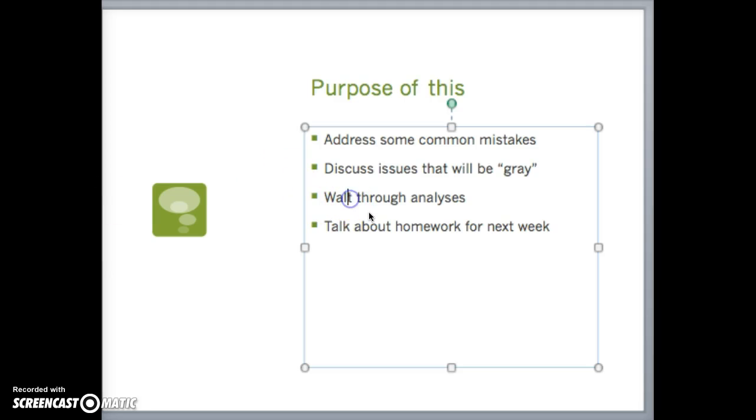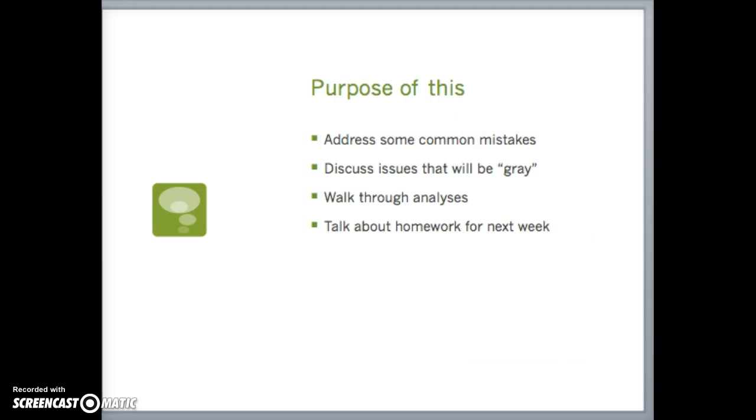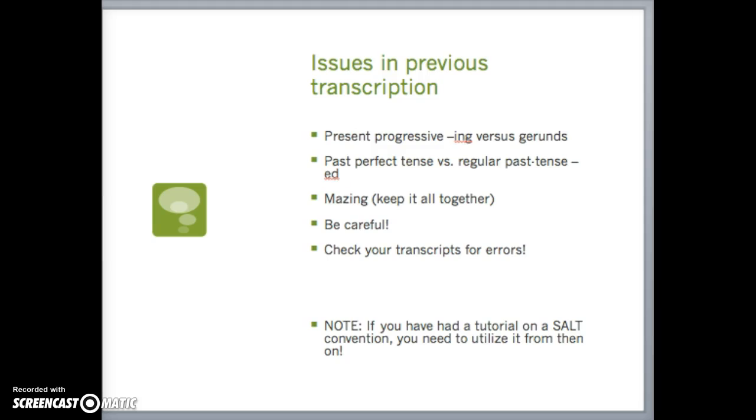Walk through some analyses that we're going to do, and then also talk about the homework for next week. So some of the issues that we've seen is that there's some confusion about present progressive ing versus gerunds. The first thing you need to remember is that present progressive ing is going to require a main verb, and that's the conjugated form of to be. So it's always going to be paired with is, am, are, was, and were. Whereas gerunds are functioning as nouns, they're not going to be preceded by these auxiliary verbs.